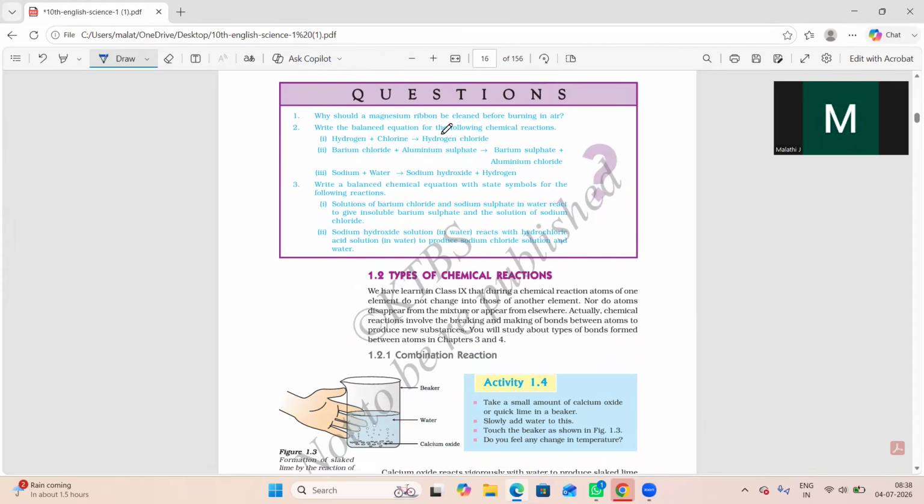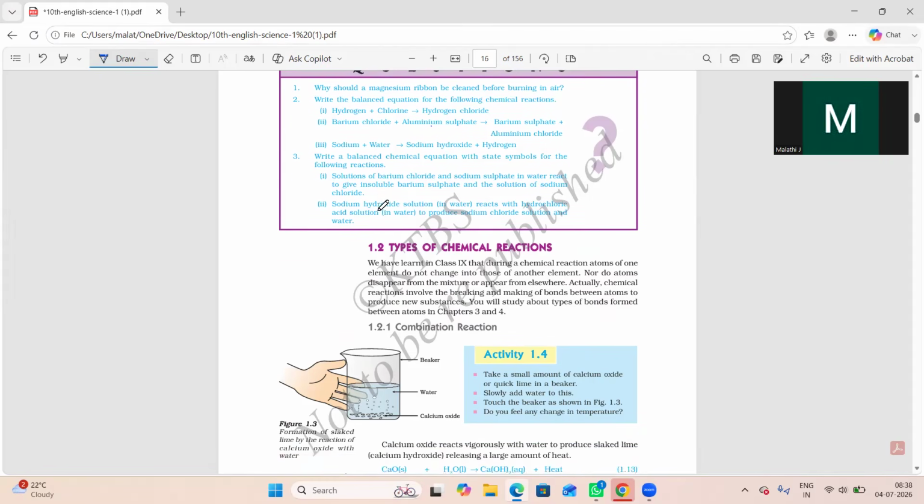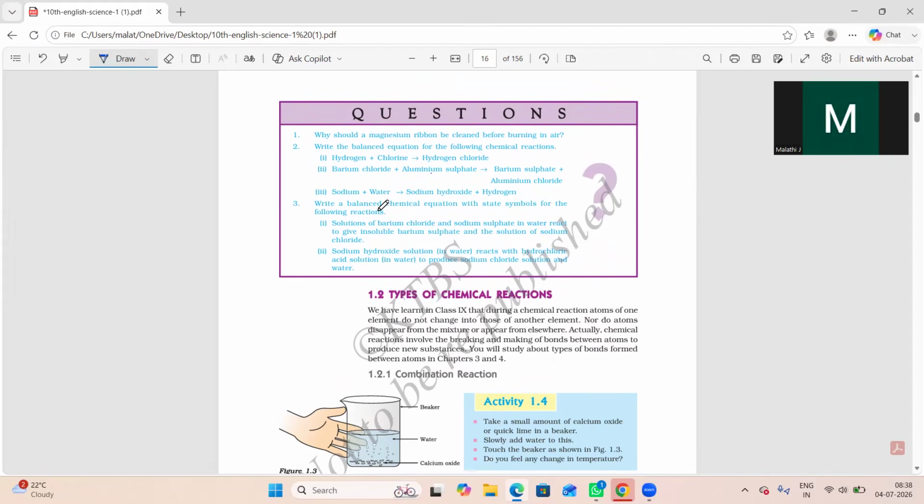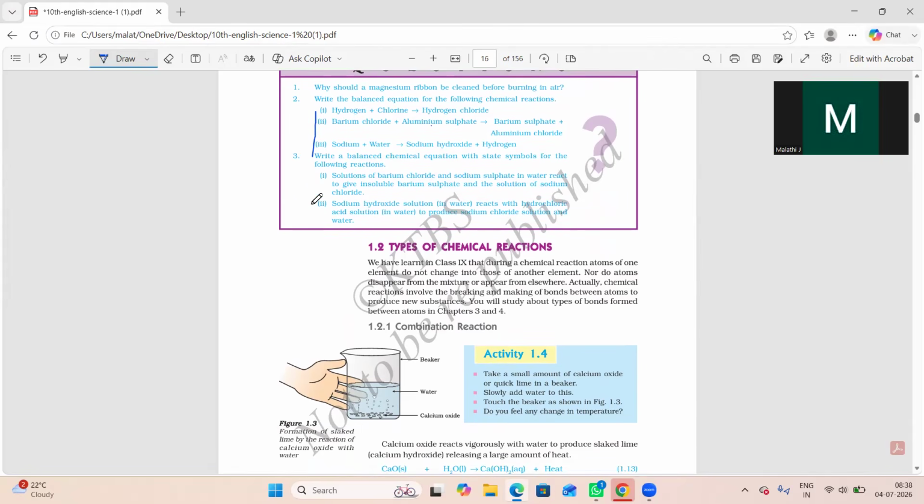So try to answer this. Why should a magnesium ribbon be cleaned before burning in air? Write a balanced equation for the following: when hydrogen and chlorine react to form hydrogen chloride. You have to take the equation with the symbols, then try to balance the chemical equation using the above steps. You try to answer these three, and if you don't know, please comment for the answers. Then write a balanced chemical equation with the state symbols for the following reaction.